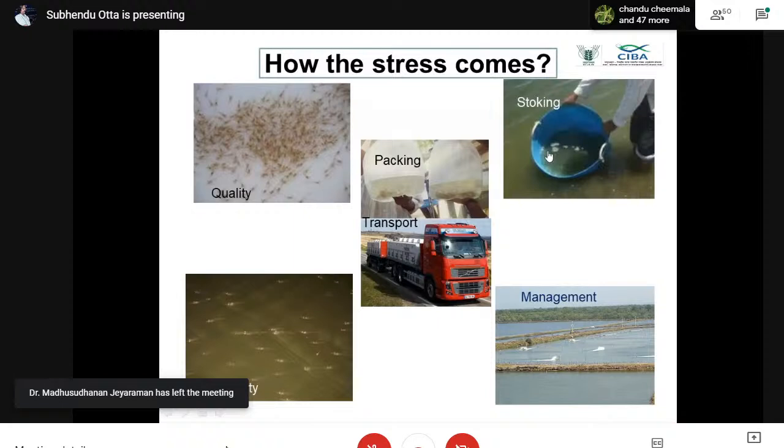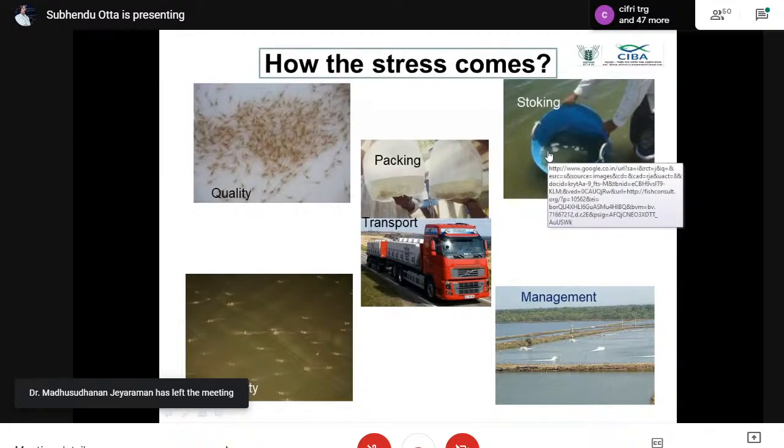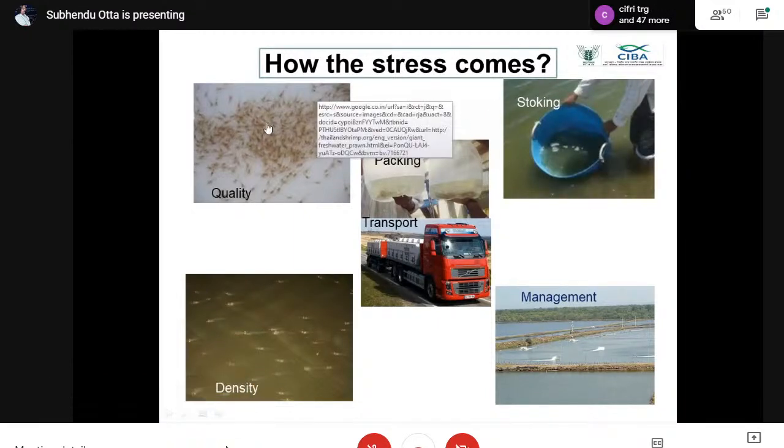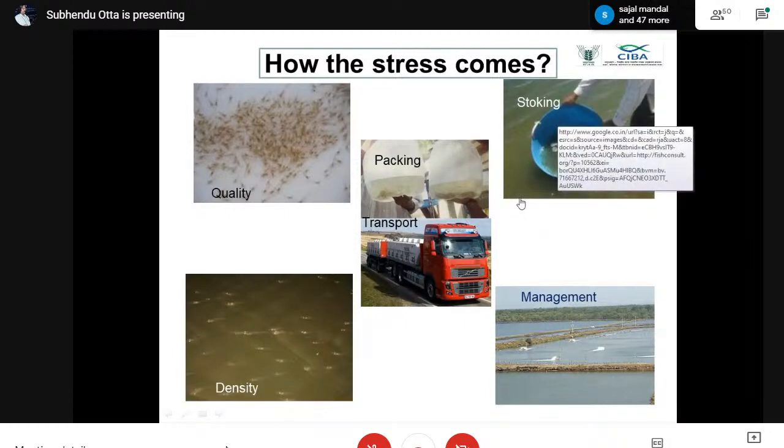The third thing is when you are stocking in a pond. Definitely, if you compare with hatchery conditions where everything is optimal, everything is a luxury for the animals: your oxygen, your temperature, and other environment, everything is optimal. But in the pond, everything is just the opposite. Nothing is in your control. Everything is beyond your control. So that will bring severe stress because suddenly the animals are going from one environment to another.